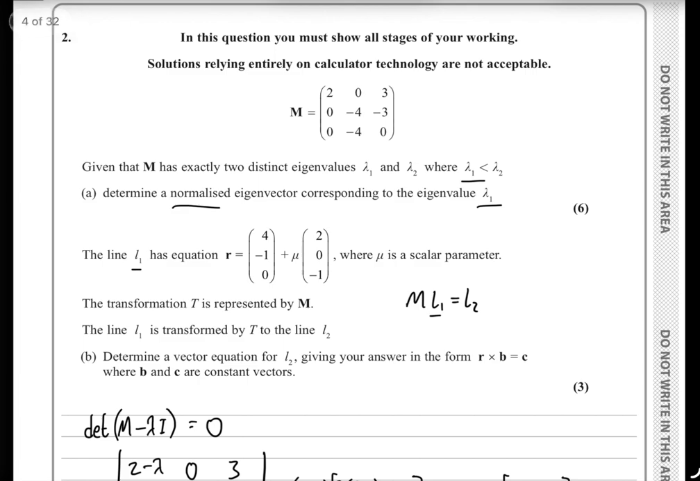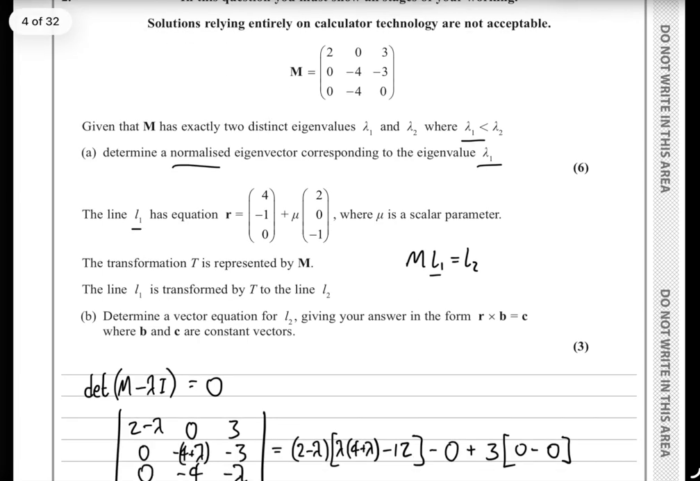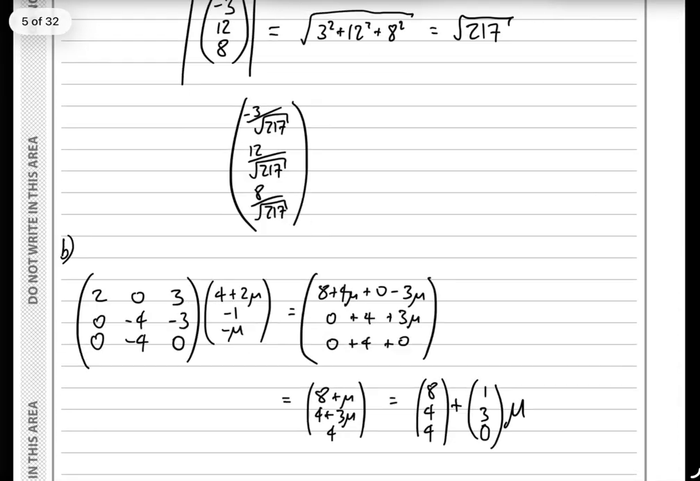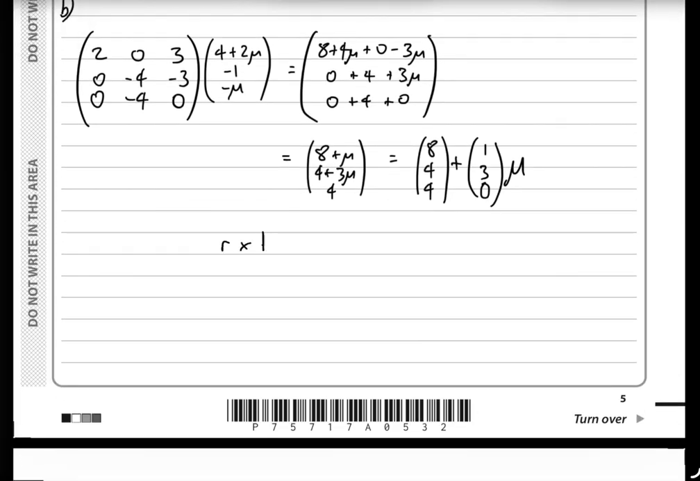Determine a vector equation for L2, give me an answer in the form r cross b equals c. No, that's not at all what they wanted. So we've got r cross b equals a cross b, so I need to cross my two vectors to get the constant vector c. So b is just the direction vector that we've got there. That's 1, 3, 0. A is the point, 8, 4, 4, and B again is the direction vector 1, 3, 0.